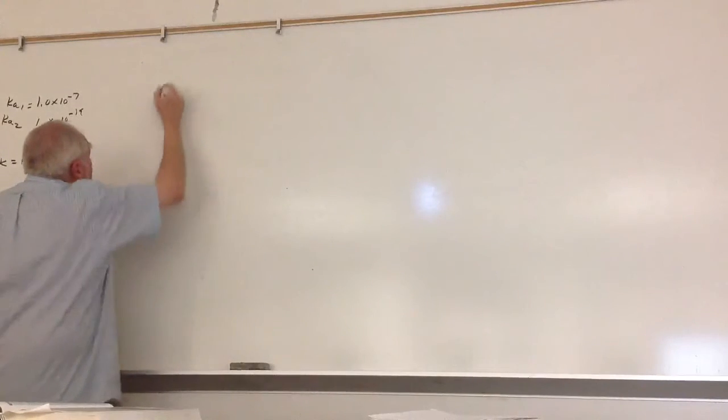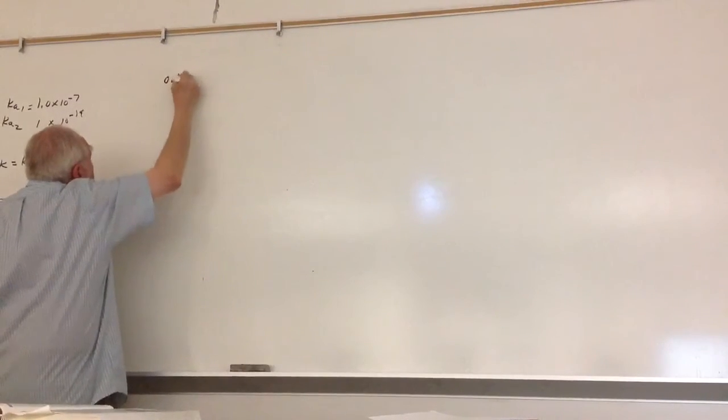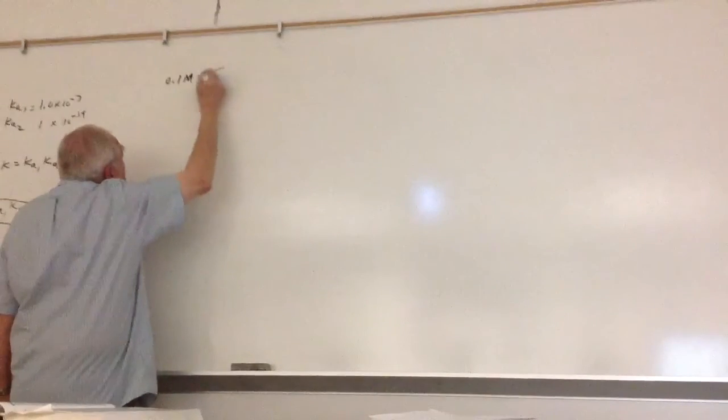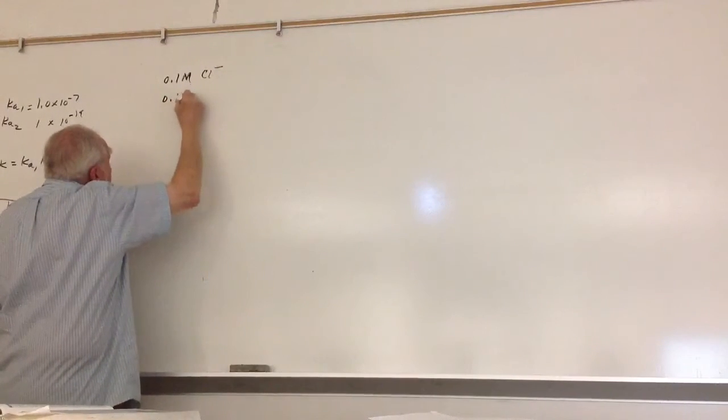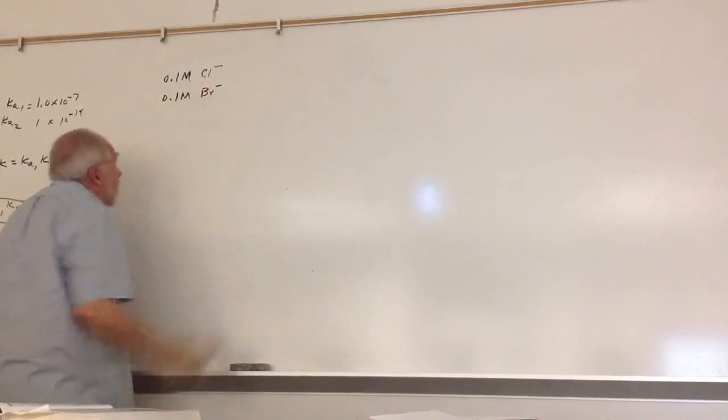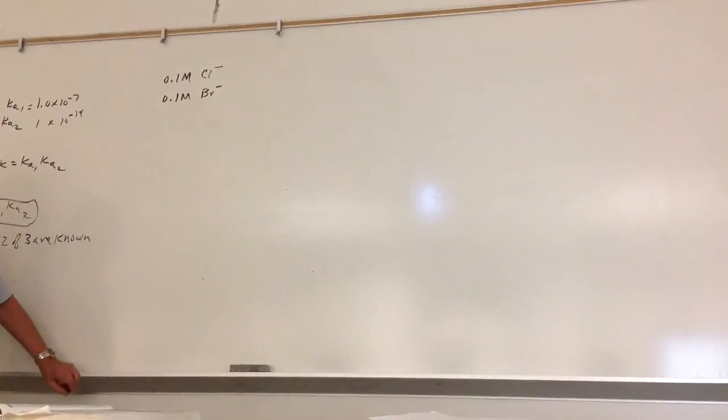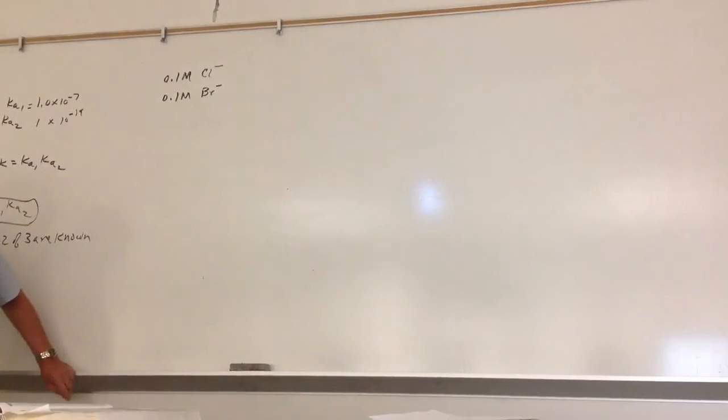I have a mixture of... and I have 0.1. In other words, I have both sodium chloride and sodium bromide. The concentrations of each of those ions are 0.1 molar. I start adding silver ion. They both make insoluble halide precipitates. So if I start adding silver ion, one of them's going to precipitate first, and then the second one starts precipitating as I slowly increase the silver ion concentration.